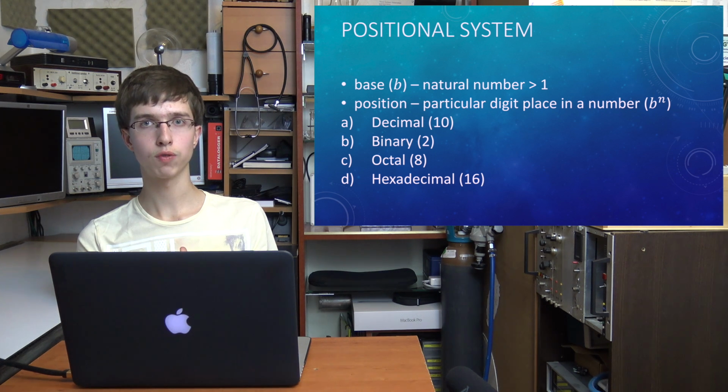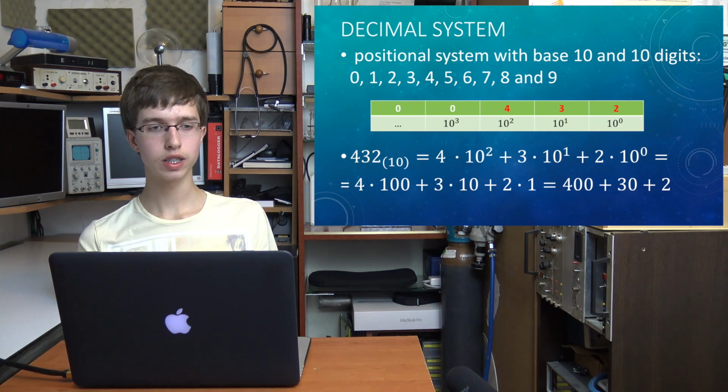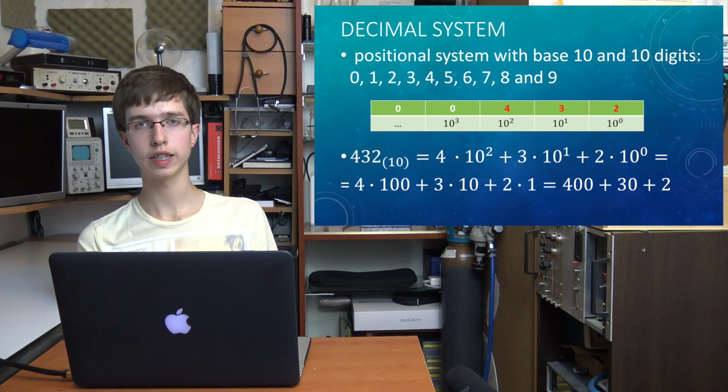We have 4 basic positional systems. Decimal, which is today's most used positional system in everyday life. And then binary, octal and hexadecimal, which are used mainly to represent computer data. Decimal system is a positional system with base 10 and with 10 digits from 0 to 9, including them. We can see it is the same number for the base and the number of digits.